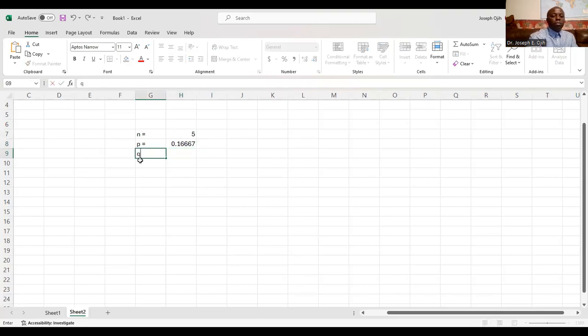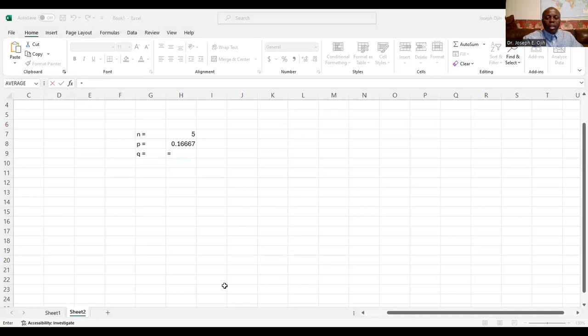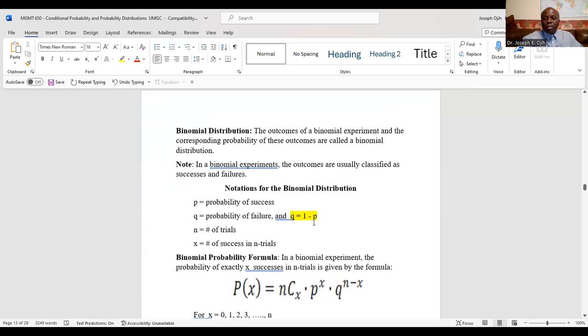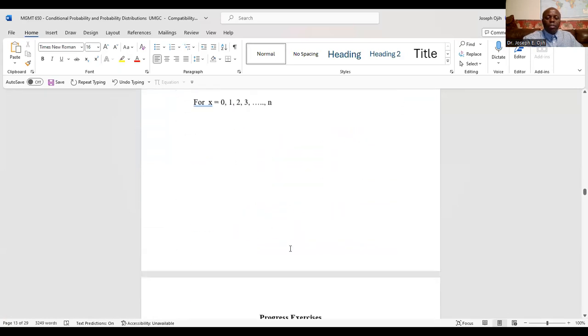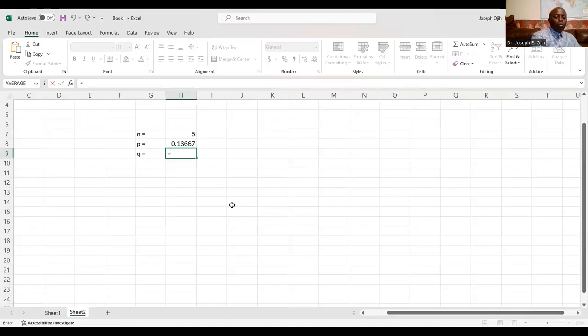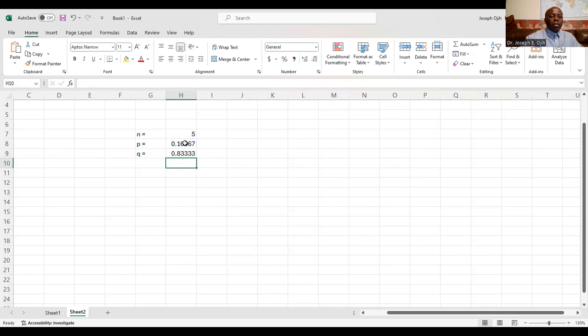And then q. Maybe we may not even use all this, but let's say q equals 1 minus p. If you look at the formula for q in the equation I had when I was introducing it, q is always 1 minus p. So we have 1 minus p in our Excel, 1 minus that p right here. I'm going to press this and get it. Now we're ready to answer these questions.